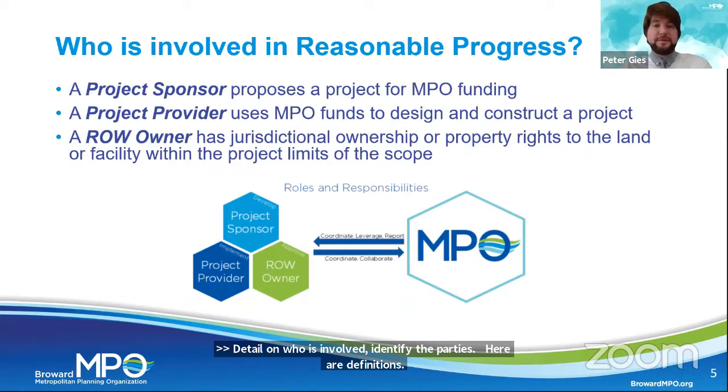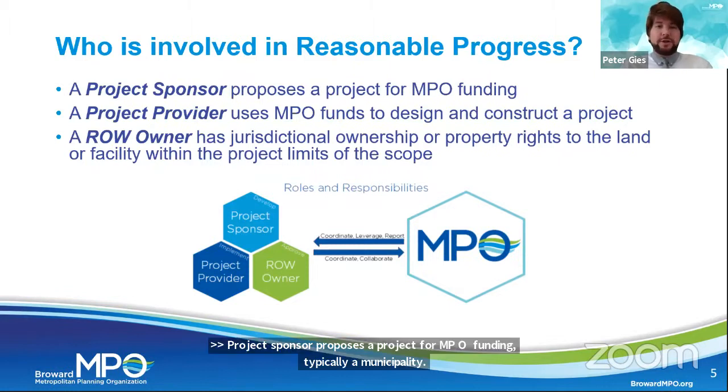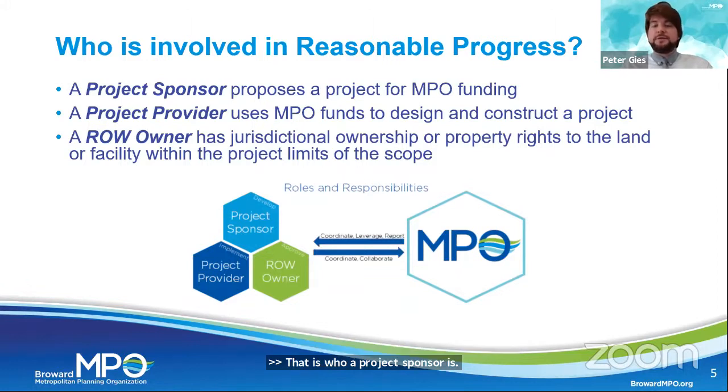This is typically a municipality, someone who comes forward and puts in a CSLIP application, or someone who has a project identified in one of our plans, a complete streets master plan, maybe the mobility hub. That is who a project sponsor is. A project provider is someone who uses MPO funds to design and construct a project.